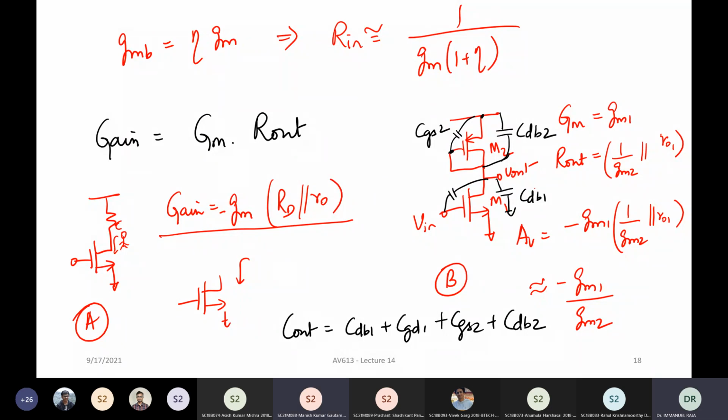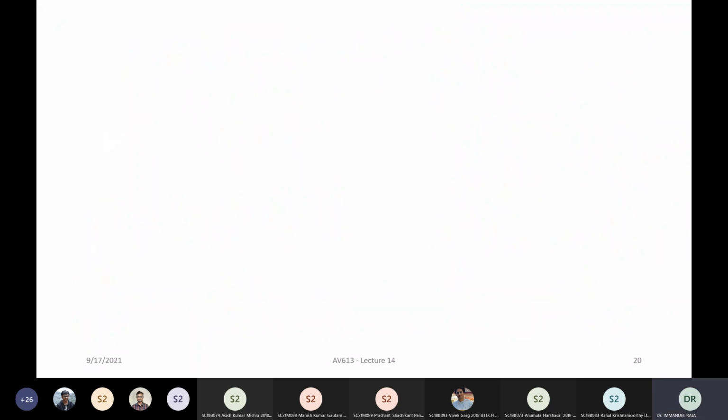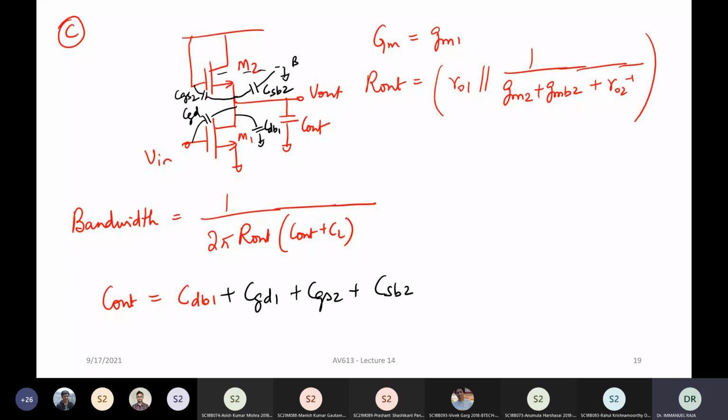So now these are the output capacitances. Now let us compare the R outs of these two transistors, the common source with resistive load and the common source with diode connected load. Let me do this comparison a little later because I want to finish the next one also.